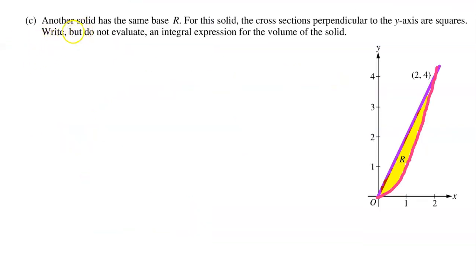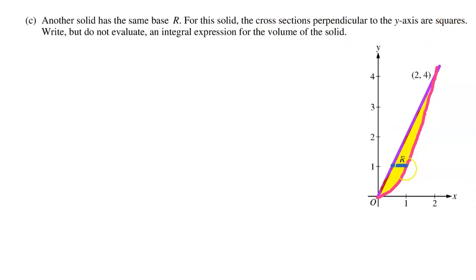Part C. Another solid has the same base R. For this solid, the cross-sections perpendicular to the y-axis are squares. Write but do not evaluate an integral expression for the volume of the solid. So once again, when we talk about this solid, I want you to picture a long skinny loaf of bread sitting on top of region R. In this case, the difference is that the cross sections, the slices, are squares.